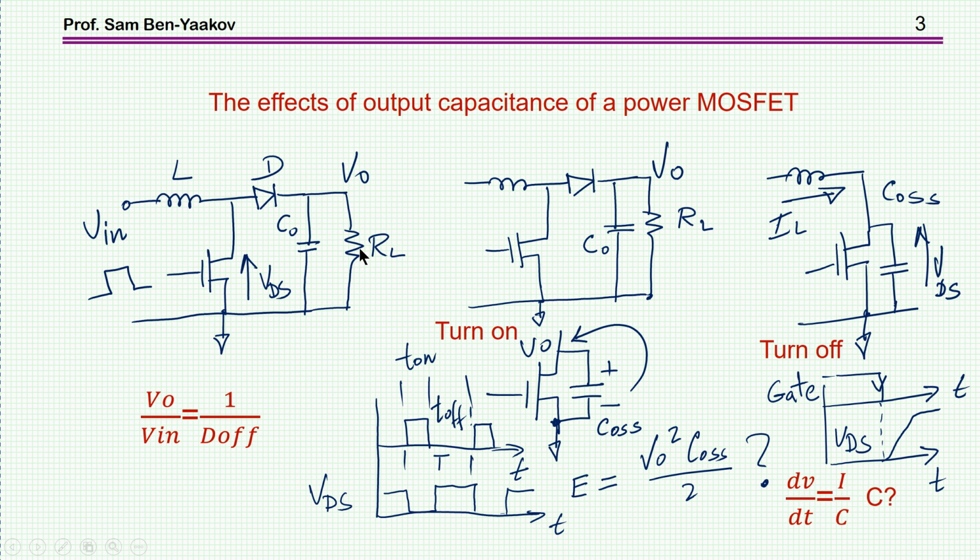Let's see what are the effects of this output capacitance, and what is the importance of it. Now, consider a boost converter. We have an inductor, a diode, output section with a filter capacitor, and RL representing the load. This is the transistor switching on and off. There's a pulse going into the gate.